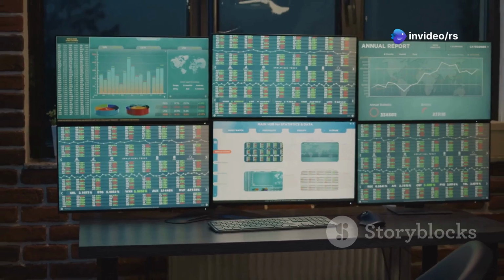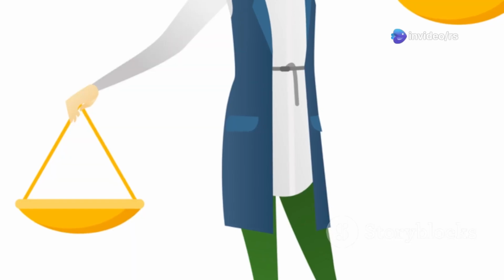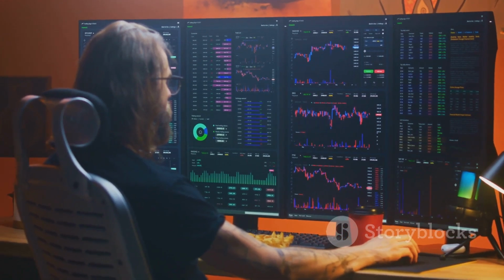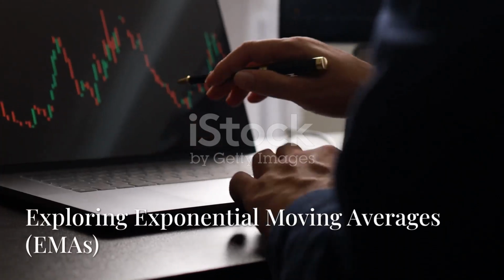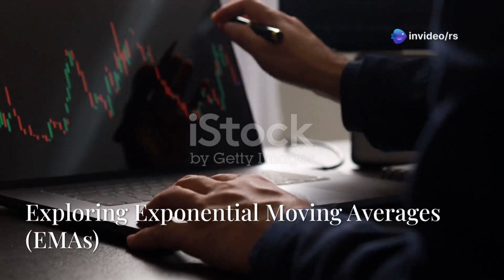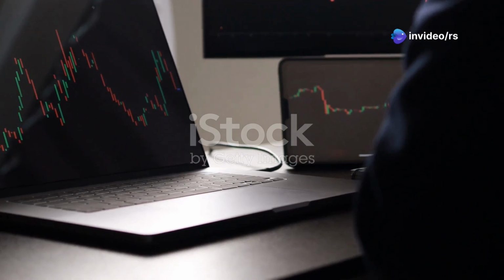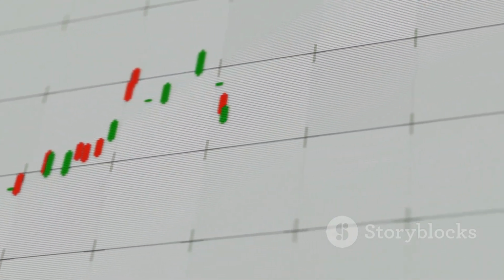SMAs are like the foundation of moving averages. They give equal weight to all prices in the calculation. This makes them easy to understand and apply to charts. While simple moving averages are great, they have one drawback. They give equal importance to all data points. But in the stock market, recent prices often matter more.